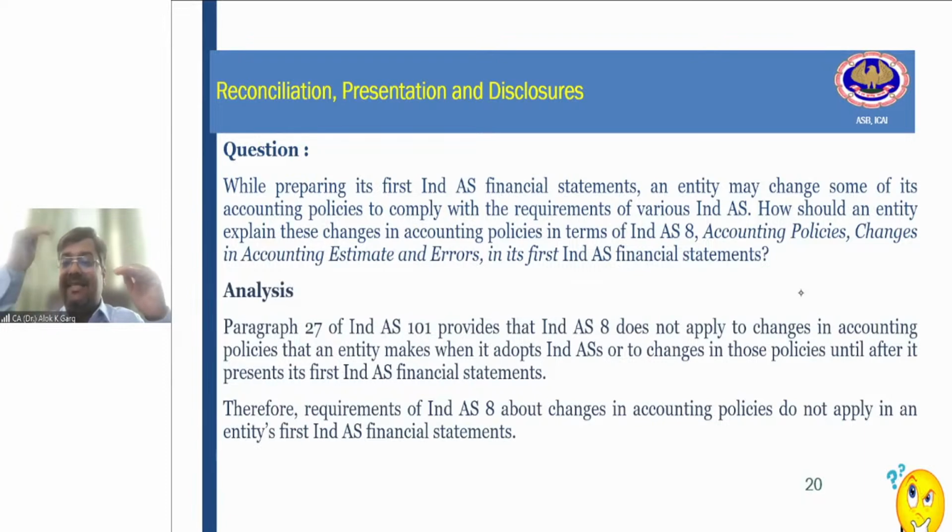moving from an existing set, right? So we are entering the Ind AS regime for the first time, and in that case you have to apply your Ind AS policies as well, right? So changing the policies from AS to Ind AS for the first time will not tantamount to a change in policy as per Ind AS 8. It is a requirement of applying new policy as per Ind AS 101. I hope it is clear to all of you, friends.